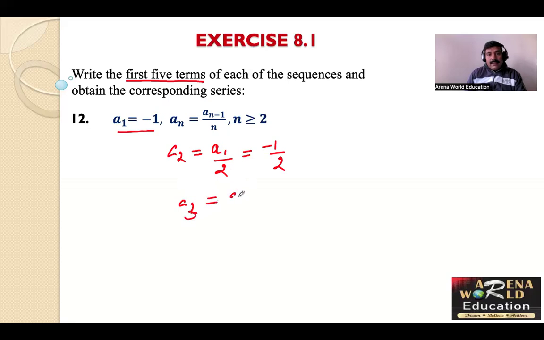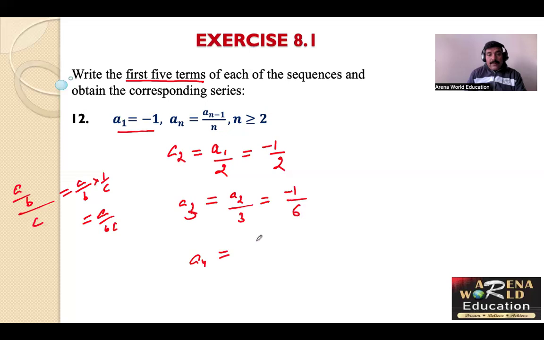A3 will be A2 divided by 3. So A2 is already given, minus 1 upon 2. So minus 1 upon 2 divided by 3. So this will become minus 1 upon 6. I think everybody knows about this one. Whenever we have A upon B divided by C, this will be A upon B into 1 by C, which means A upon BC. So that is the reason I have directly written 2 3s are 6, right?